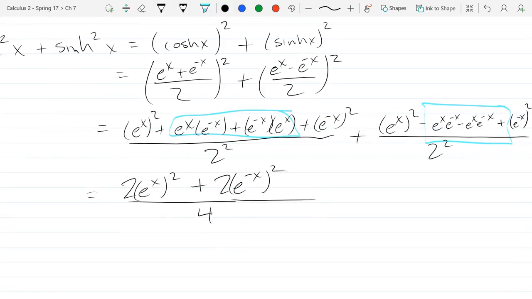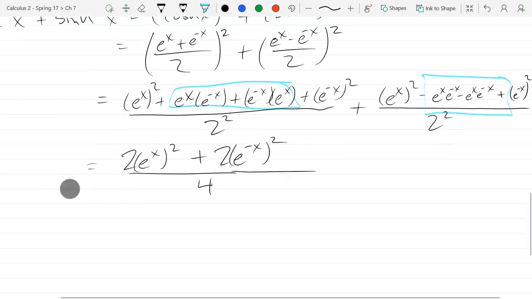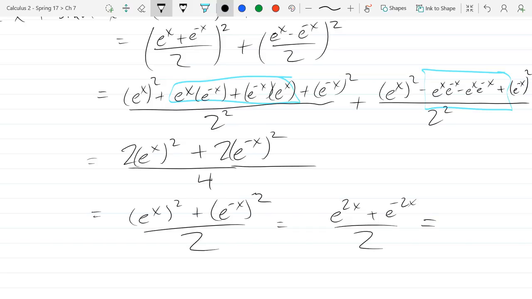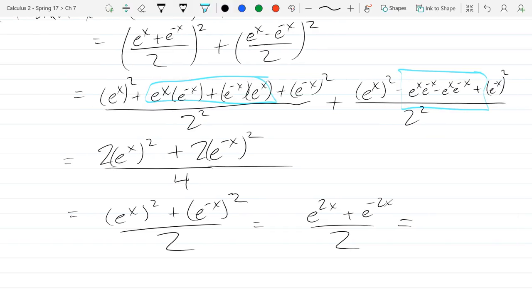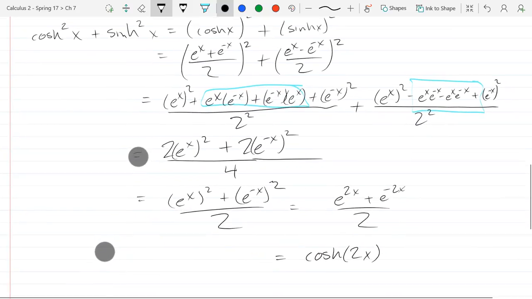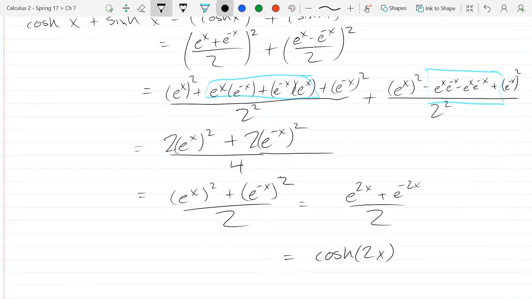So let's factor a 2, cancel with the denominator a little bit. So we have e to the x squared plus e minus x squared over 2. So it's e to the 2x plus e minus 2x over 2. And what hyperbolic trig function is this? Cosh. So it is cosh of what? It's not just cosh x. Cosh 2x. And that's hopefully not what we started with. Nope, we started with cosh squared plus sinh squared.